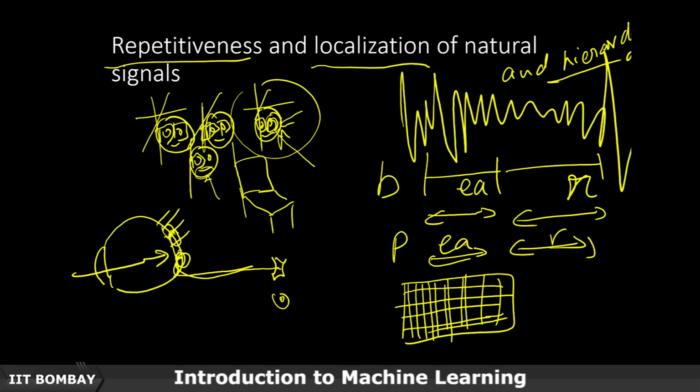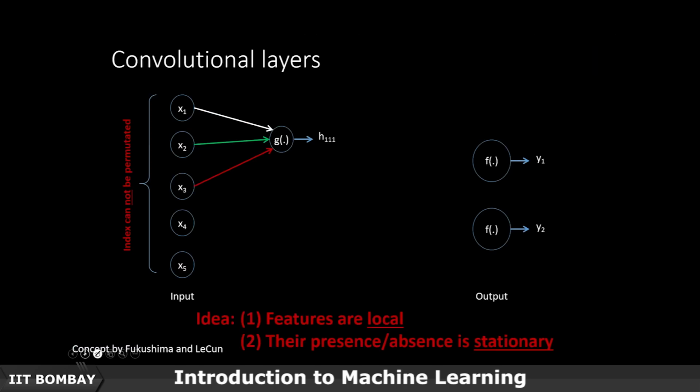So this is found also in the auditory cortex and so forth, in our auditory processing system. So this idea has been used in something called convolutional layers.